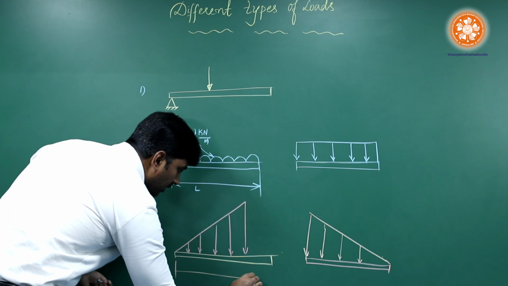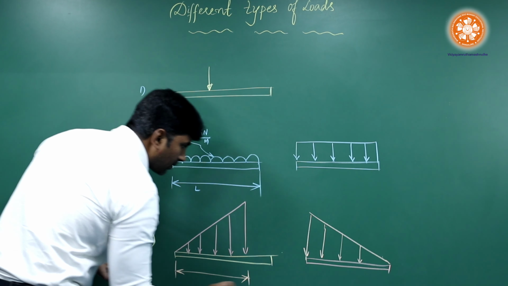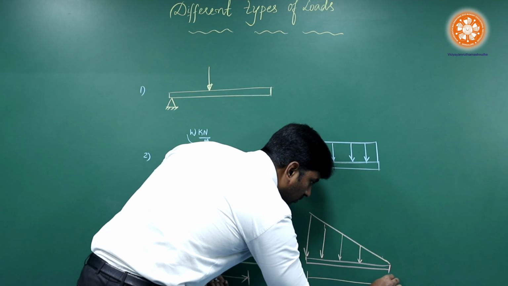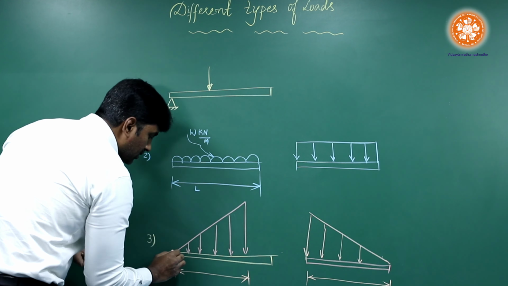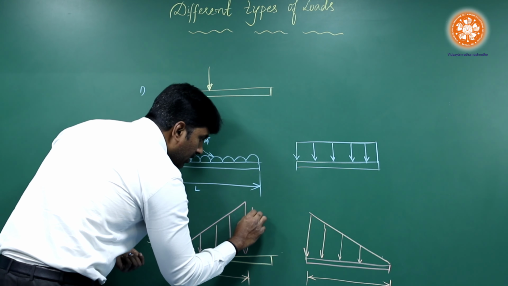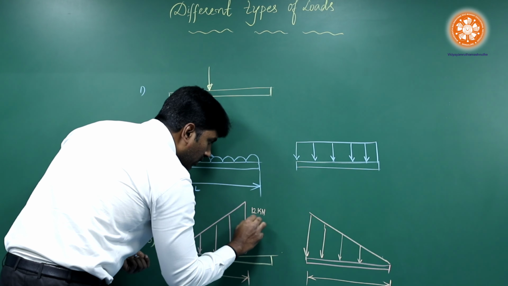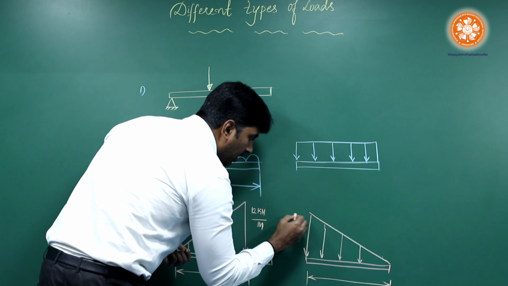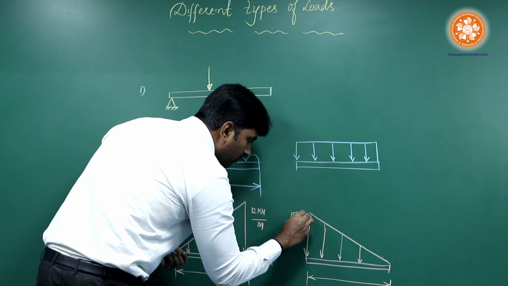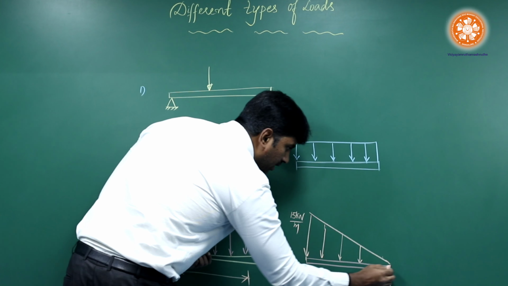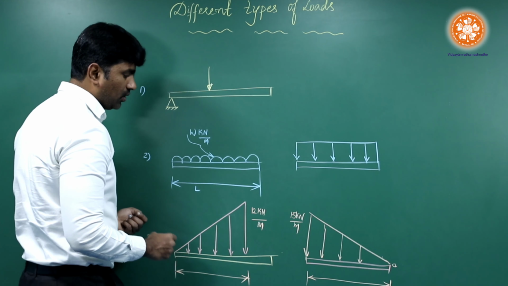Say if this is the length and say this is the overall length. Say here the intensity is 0 and here it is, for example, 12 kilonewton per meter, and again say somewhere here it is 15 kilonewton per meter, and here the intensity might be 0.